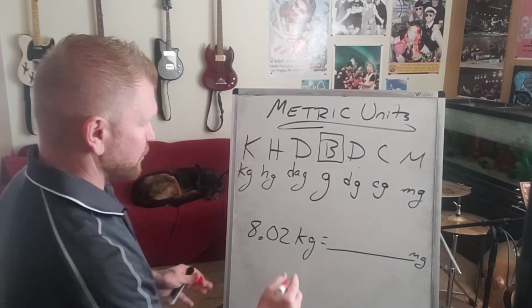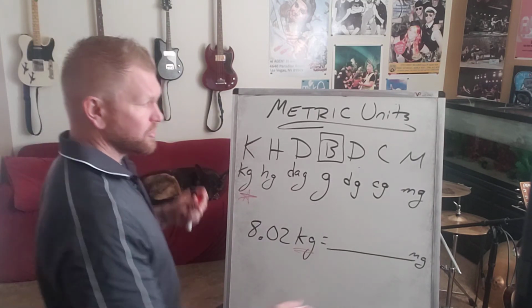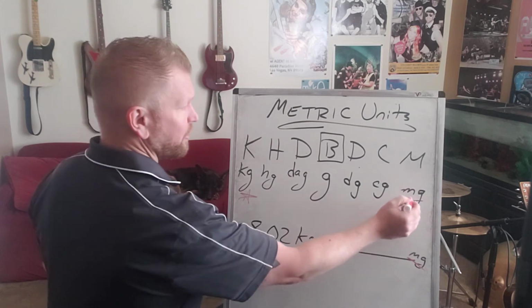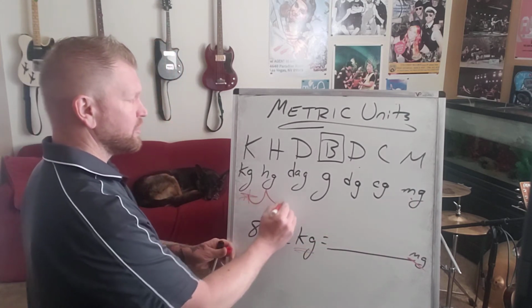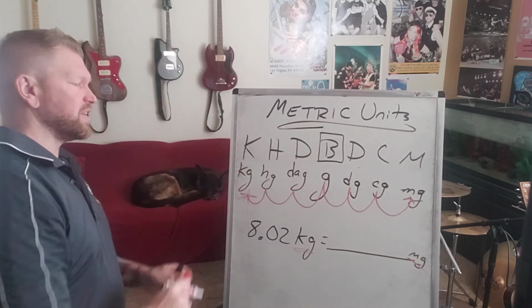So where are we starting? We're starting with the kilograms. There's the kilograms. Where are we trying to get to? We're trying to get to milligrams. Well, milligrams are all the way over there. So we need to move 1, 2, 3, 4, 5, 6 to the right to get there.